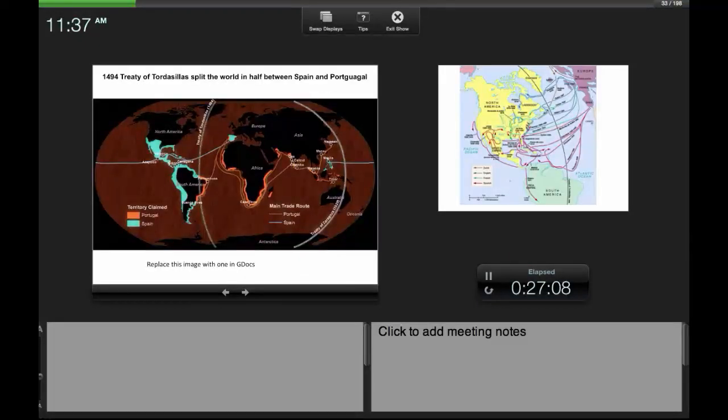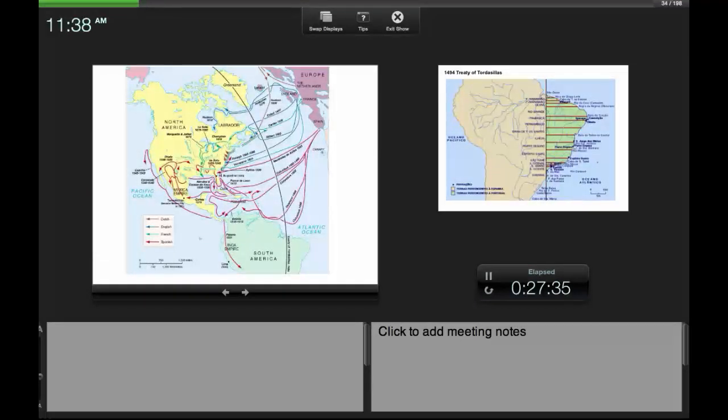Just after Columbus, as Portugal has, Vasco da Gama has already sacked Western India, the Spanish and the Portuguese draw a line to divide the world in half, all looking for China, called the Treaty of Tordesillas. Portugal gets this part, Spain gets that part. And again, as you'll learn tomorrow, Acapulco is precisely designed to get the gold out of their mines to China. So the treaty divides the world.